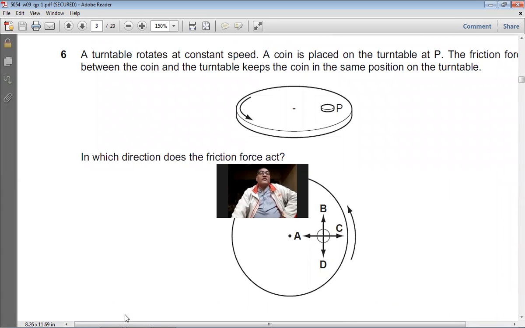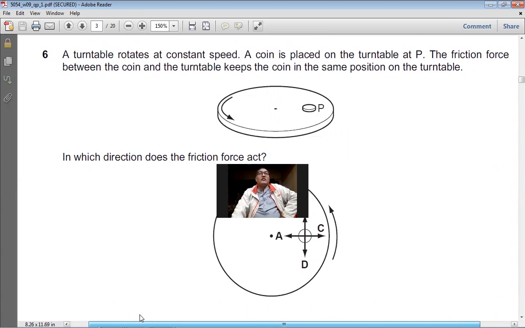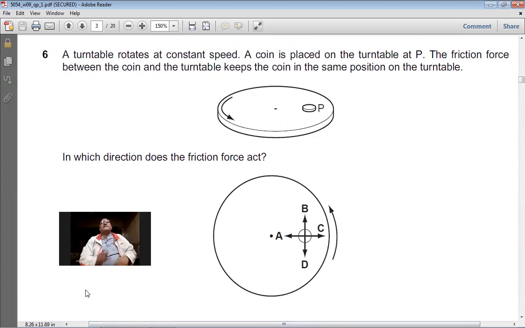Okay, so we have question number 6 coming up on your screen. It says a turntable rotates at constant speed. A coin is placed on the turntable at P. The friction force between the coin and the turntable keeps the coin in the same position on the turntable. In which direction does the friction force act?